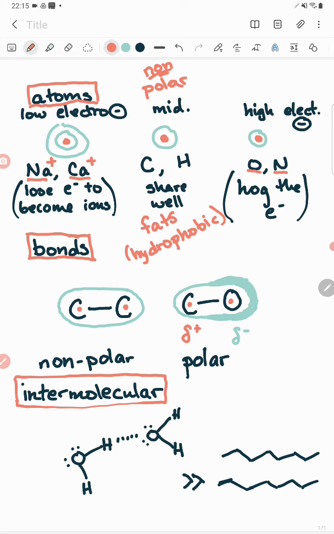Nitrogen also does this. So you're going to see only a small set of atoms in a biological system. If you see carbon and hydrogen exclusively, that's going to be a nonpolar molecule. It'll be present in fats and hydrophobic molecules. Oxygen and nitrogen, which hog electrons, are going to be present in polar molecules. You'll see them bonded to things like carbon or hydrogen and creating a polar bond. And by that, polar bond, I mean in contrast to a nonpolar bond.